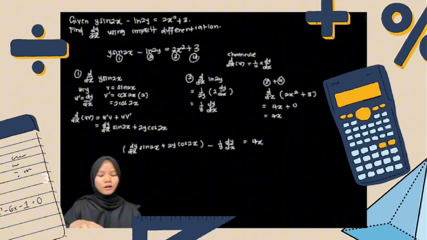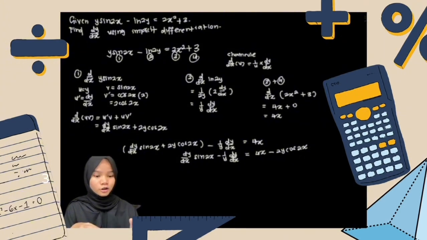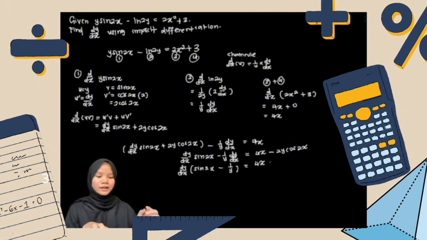Next, we need to collect all terms containing dy over dx to the left hand side. So, dy over dx sin 2x minus 1 over y dy over dx equal to 4x minus 2y cos 2x. Then, we need to factor out the dy over dx. So then, it will be dy over dx in the bracket sin 2x minus 1 over y equal to 4x minus 2y cos 2x. Then, we can finally divide both sides by sin 2x minus 1 over y, so that it can leave dy over dx as the subject.